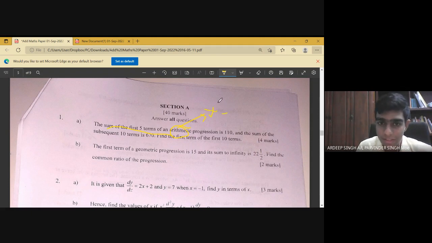So when they say Sn is the sum of the first terms, you must know S5, and you must know the formula. And they say it equals 110. So S5 equals 110.